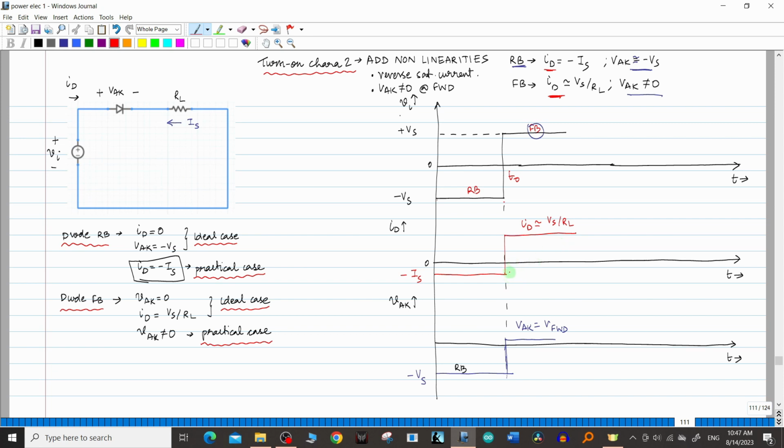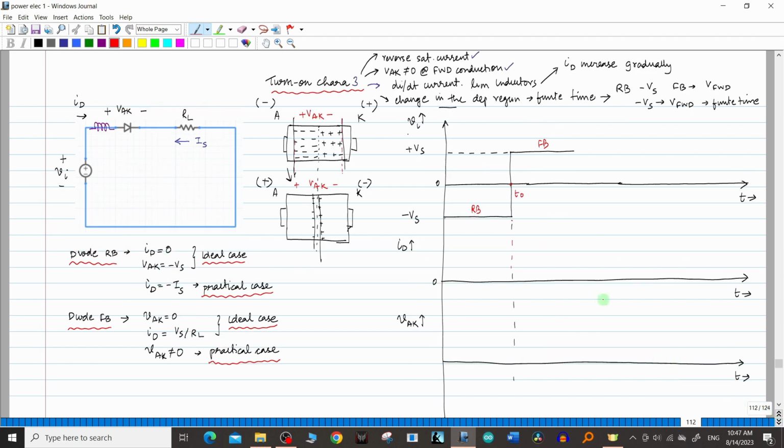Now I told you, due to the inductors, the current will gradually increase. So the current is going to increase something like this. That is what I am going to draw in the graph. In the reverse bias condition, the current value is minus Is, so I will put that here.